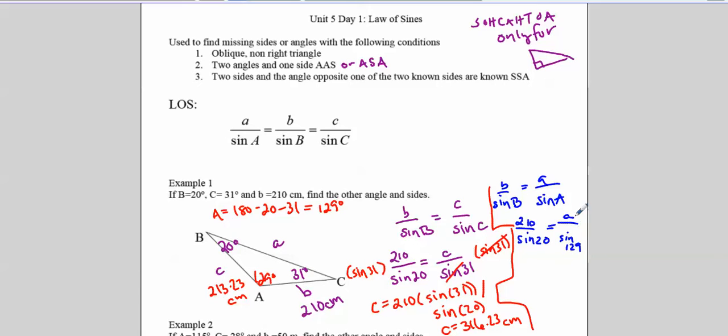So you're going to cross multiply to solve for A, or you could just multiply both sides by sine 129. So if I multiply both sides by sine 129, I'm going to get something similar to what I got over here. A equals 210 sine 129 divided by sine 20.